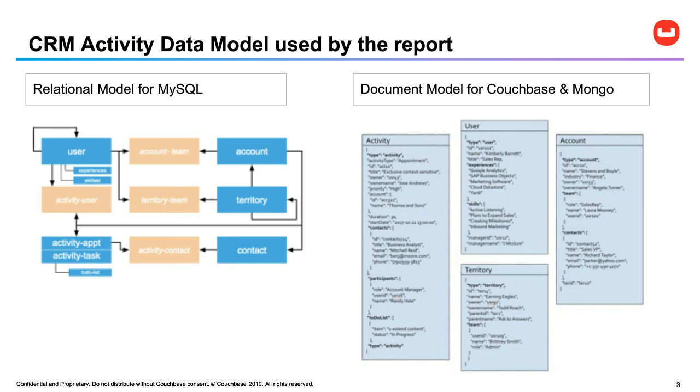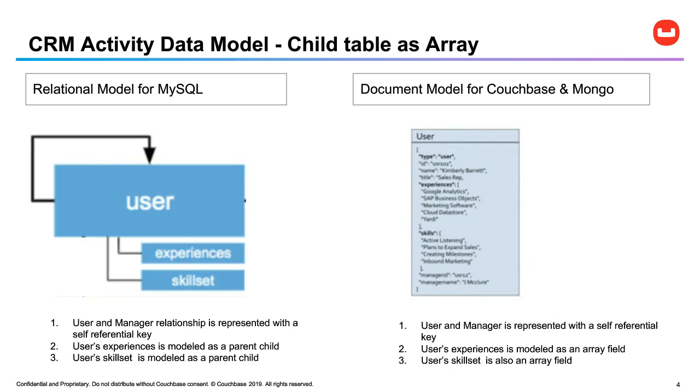So before, a lot of the challenge that people come into NoSQL databases with, when they look at Couchbase or Mongo, the big difference here is actually in the data model itself. Before I go into the report, I just want to talk a little bit about the data model. If you're looking at the left-hand side, the user information, the user table in the relational model, a user has experiences and a skill set, and a user also has a manager. So that's how it is typically represented in a relational model.